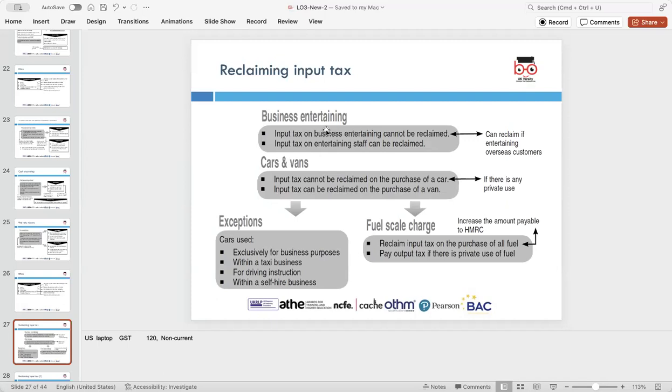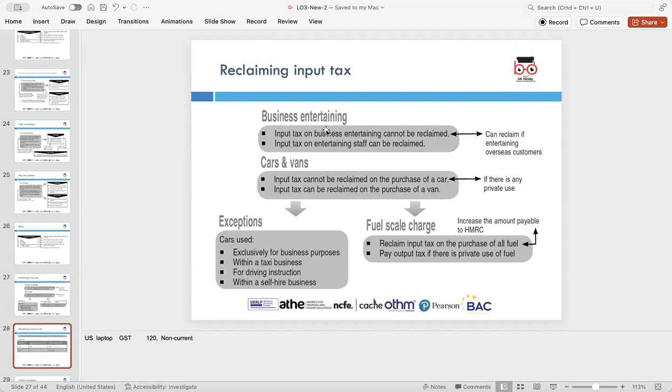So the VAT treatment of business expenses is important for businesses to correctly account for VAT and ensure compliance with regulations and laws.